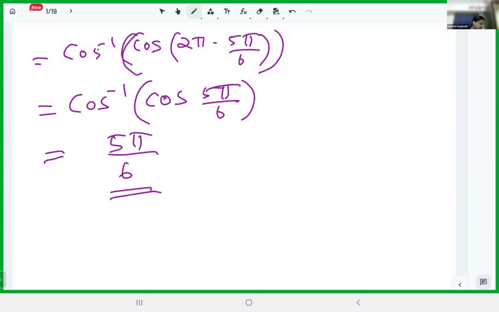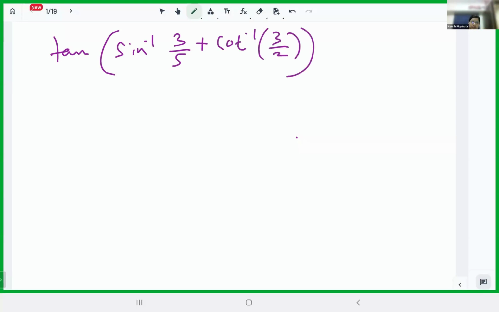Okay. Now we are moving on to another type of problem. It is not solved by applying identities and all. It is entirely different from all these problems. Okay. So that is tan of sine inverse of 3 by 5 plus cot inverse of 3 by 2.